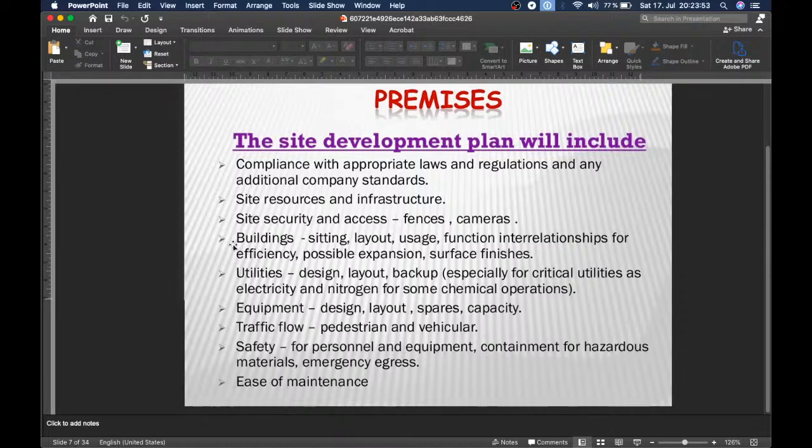All the cameras, fences, layout, architectural work, how the design should be, how you're going to take care of electricity or some chemical operations, the equipment that you're going to use, designs, layouts, spares, and capacity. Then the traffic flow, how pedestrians and vehicles work, these machines within the industry taking heavy loads from one place to another, how it will deal with the people who are walking within that industry.